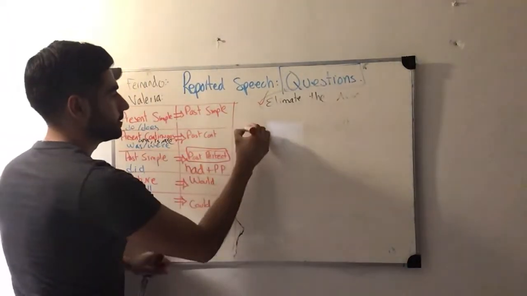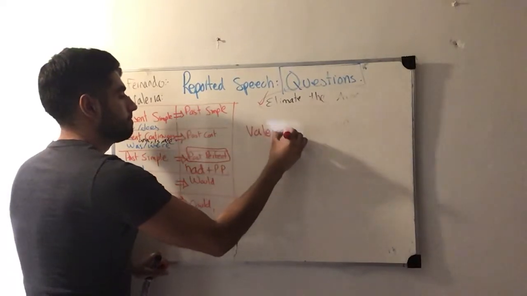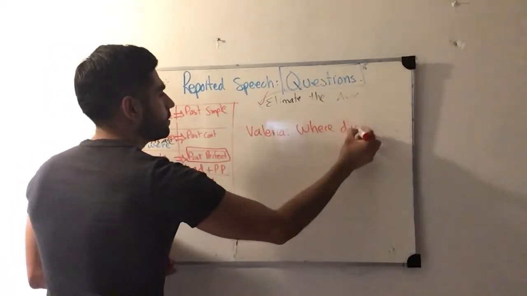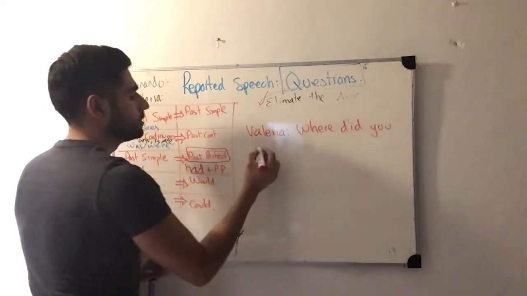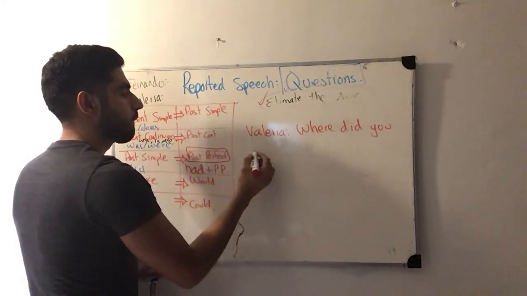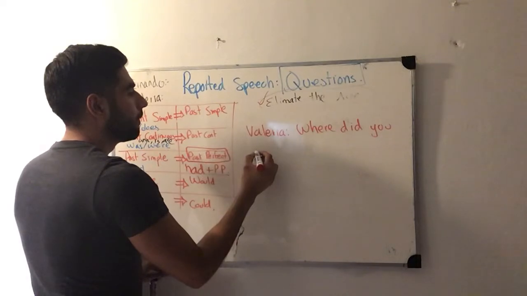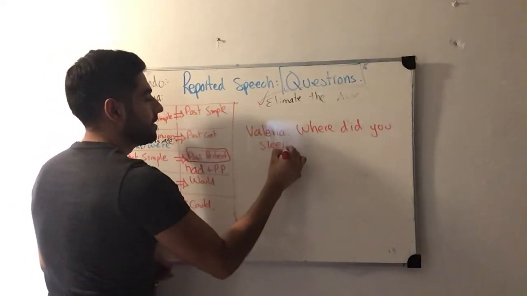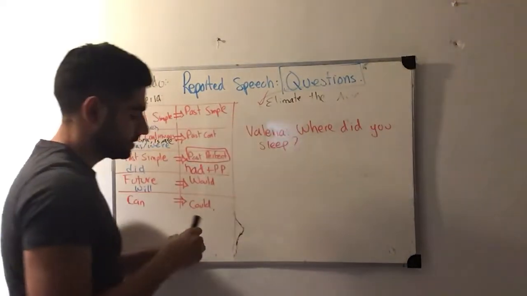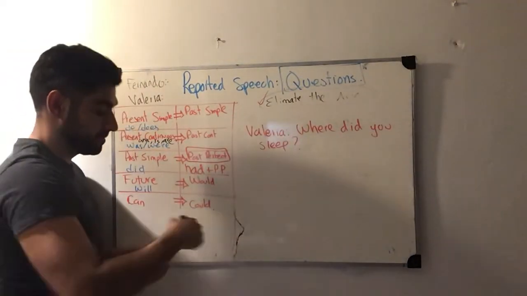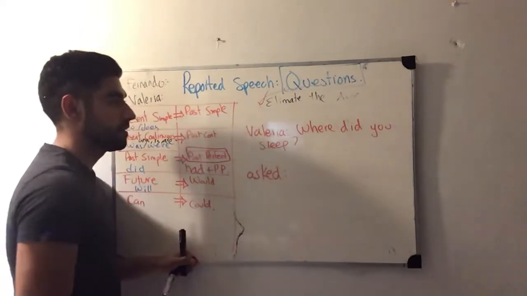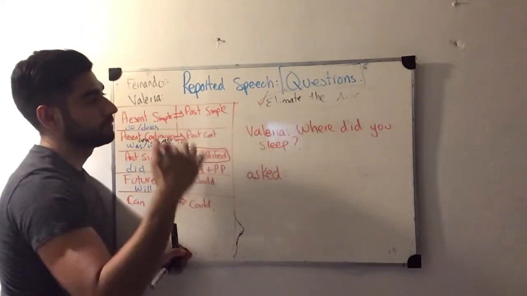Valeria is asking us this. Where did you sleep last night? Where did you sleep last night? She asked me. Yeah? What do we have to do? We have to eliminate the auxiliary.